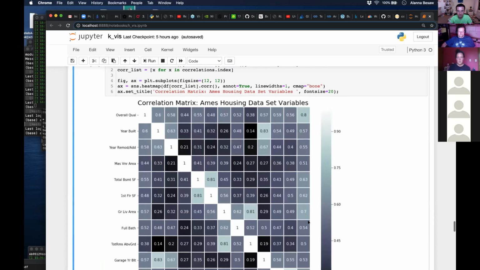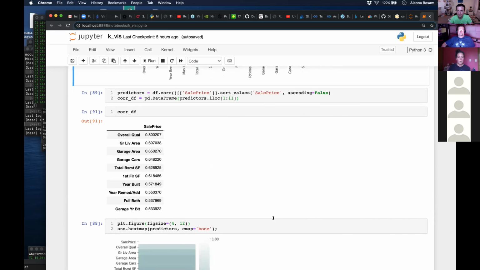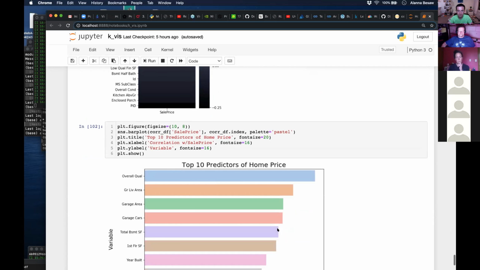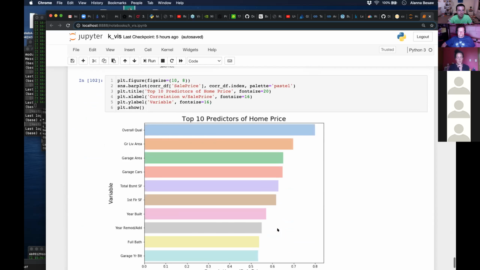But yeah, that's pretty much all I've got. Oh, well, there was just one more bar plot that I did down here, because the bar plot with just the 2 variables was just one way of utilizing the Seaborn bar plot. And so here I just took the top 10 predictors of the home price from that correlation series that I had, and just plotted those.